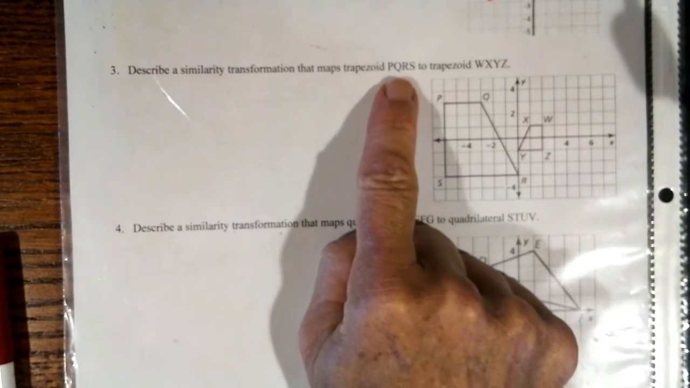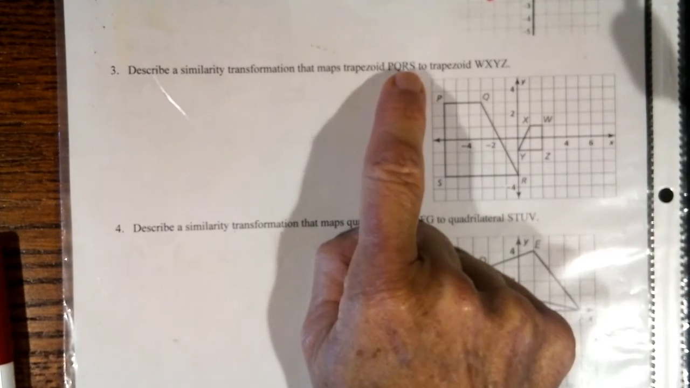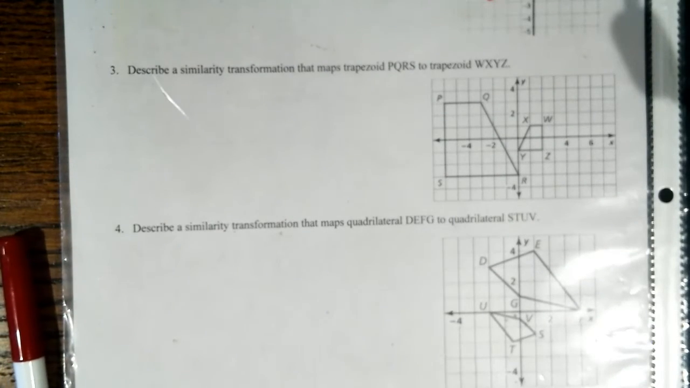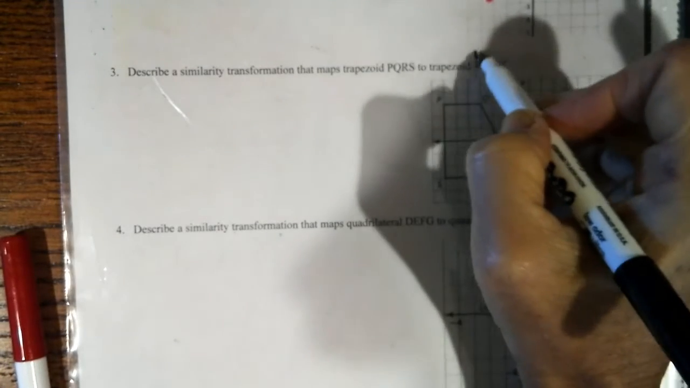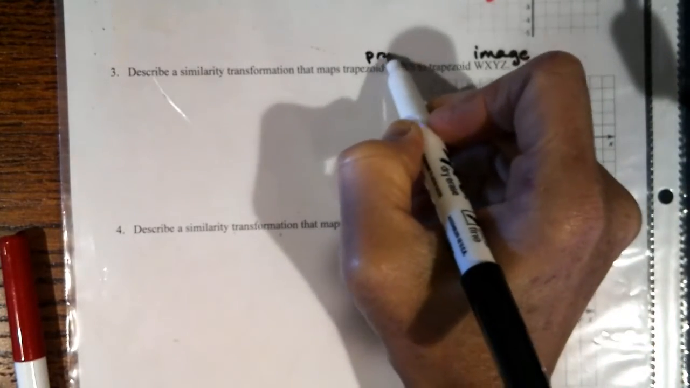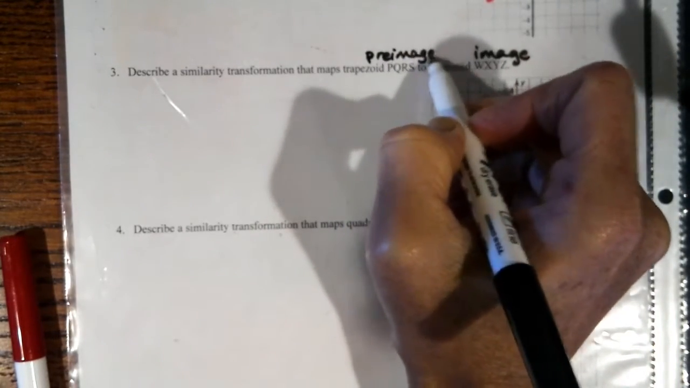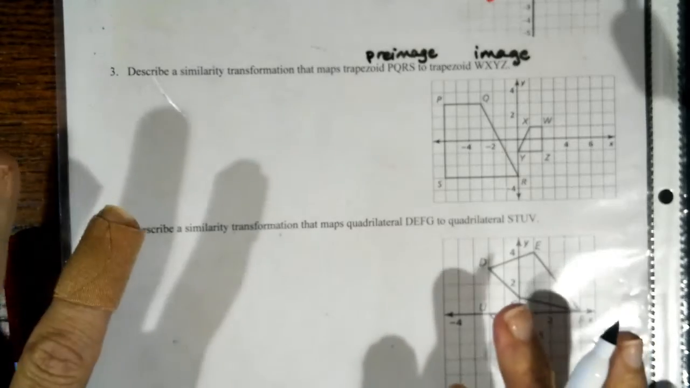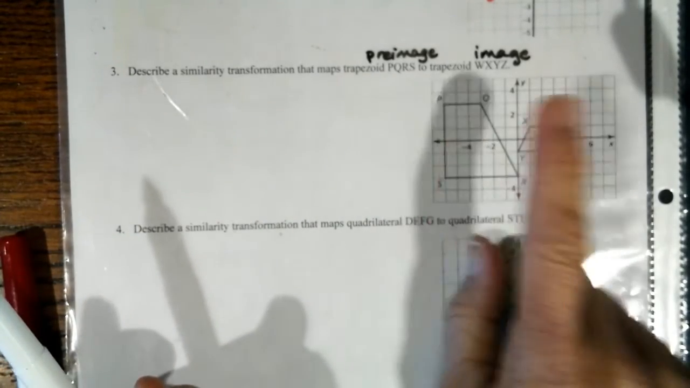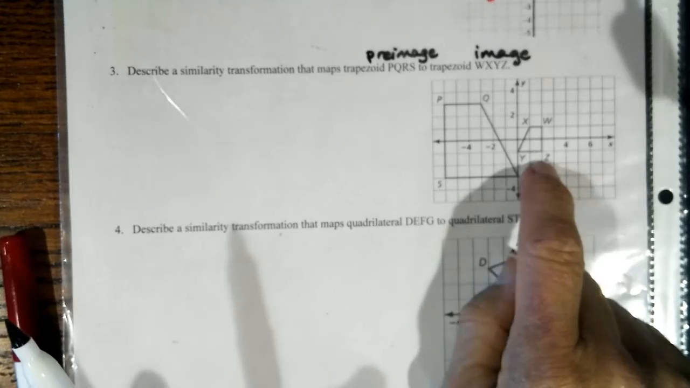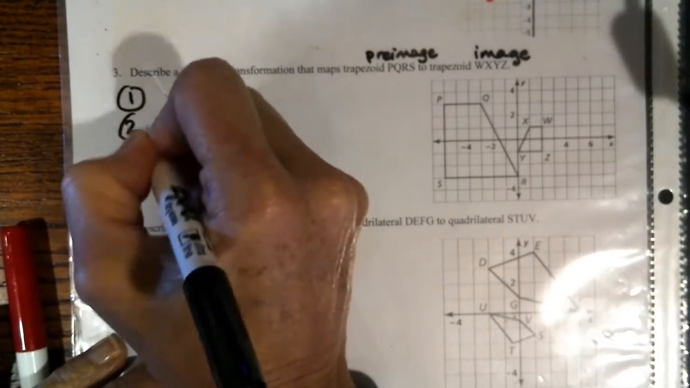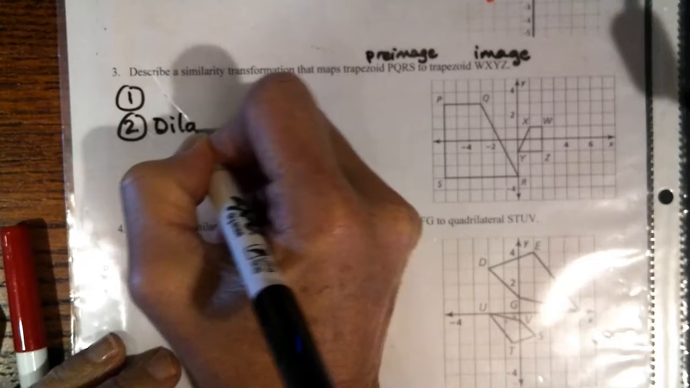It's telling me that the big one, or the pre-image, is PQRS, and the image is WXYZ. So I'm just going to mark it that this is my image, and this is my pre-image. It's the first one. And I want to describe what's happening. Well, clearly I can see that this one's getting smaller, so I know I'm going to do a dilation. I'm going to do that second, actually.